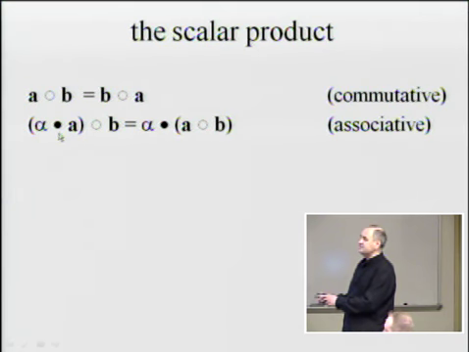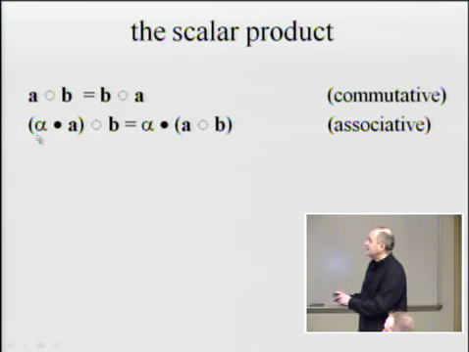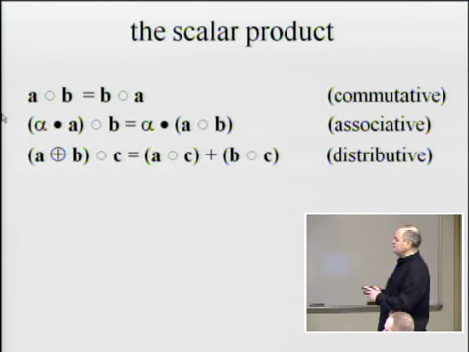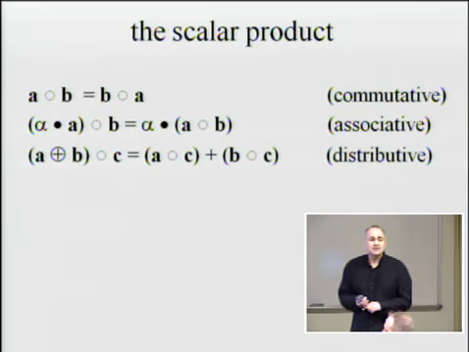How about here? Is this correct? Yes. How about that one? It is also correct, right? Because if we multiply a vector by a number, we'll get a vector. All right. The third condition is that a scalar product is distributive.